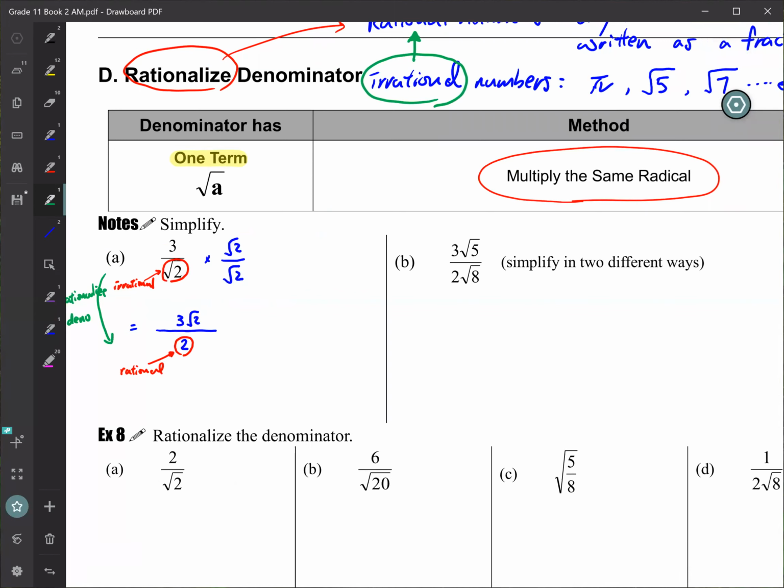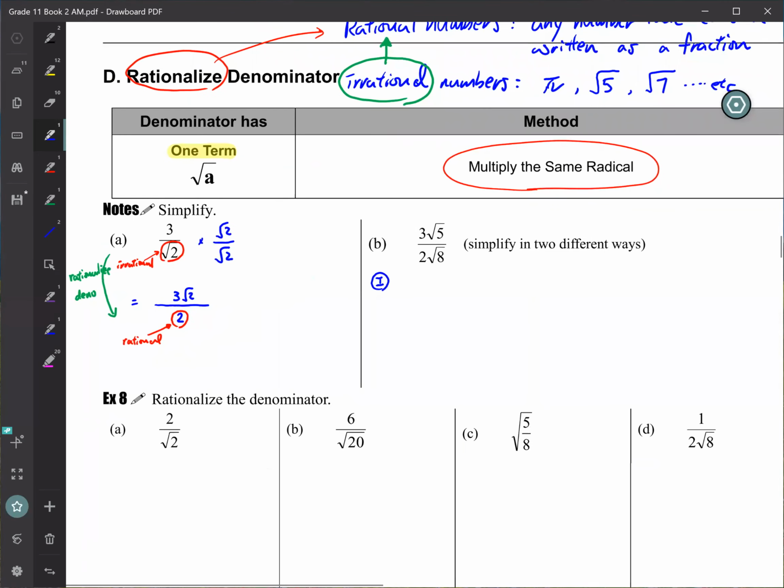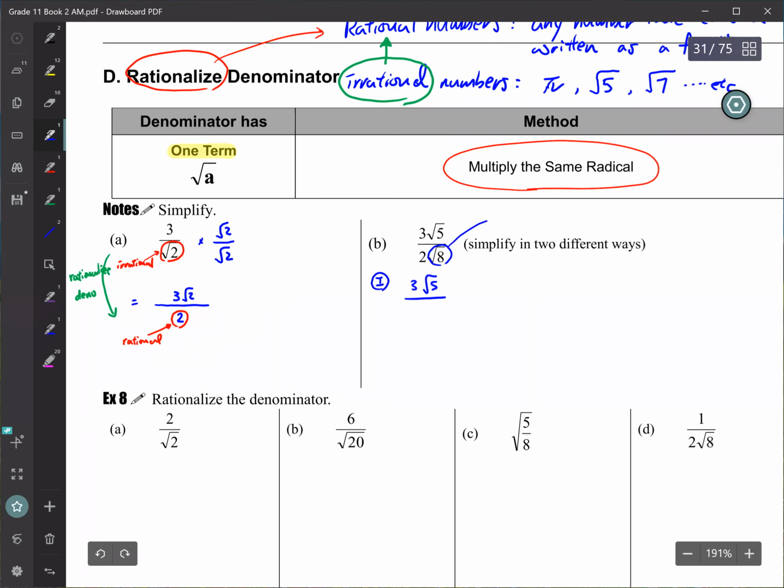We have two ways to do this question, okay? So let's see which way you guys want to do. Right, so how about Yosher, how do you want to do B? Simplify first and then rationalize. Okay, so what do you mean by that? You turn the root 8 and then you simplify it into 4 root 2.